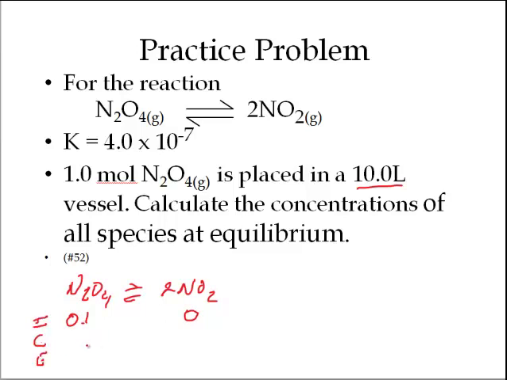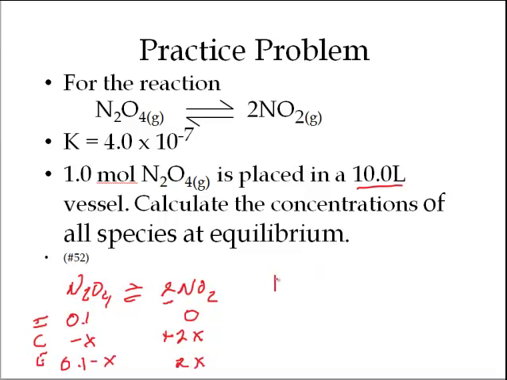The change, what are we going to lose here? We're going to lose x. I hope you would agree with me. Now look at this. We've got a coefficient of 2 there, so we're going to gain 2x, right? And then at equilibrium, we have a situation where it's 0.1 minus x, and we have 2x, all right?